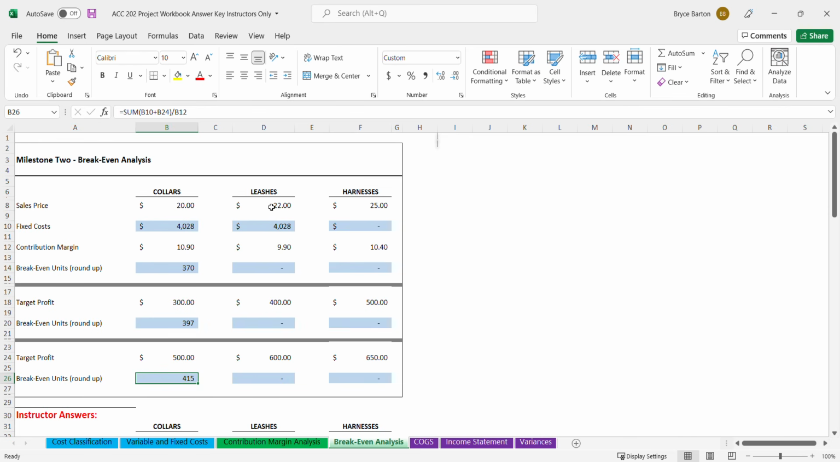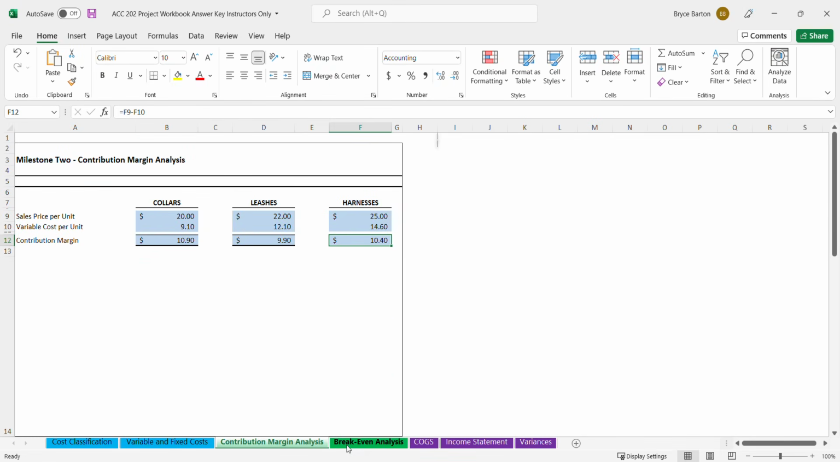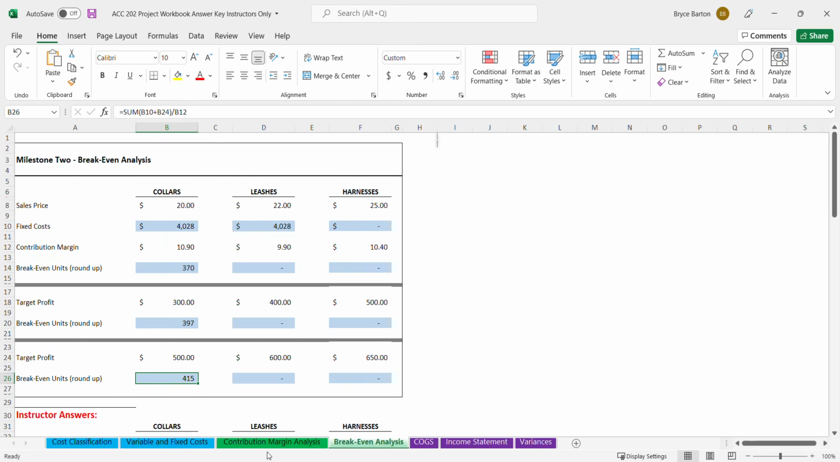Then you would just do the same thing for your leashes, work through those calculations, and also do the same thing for harnesses. And again, then you're done for milestone 2. Should be pretty easy.